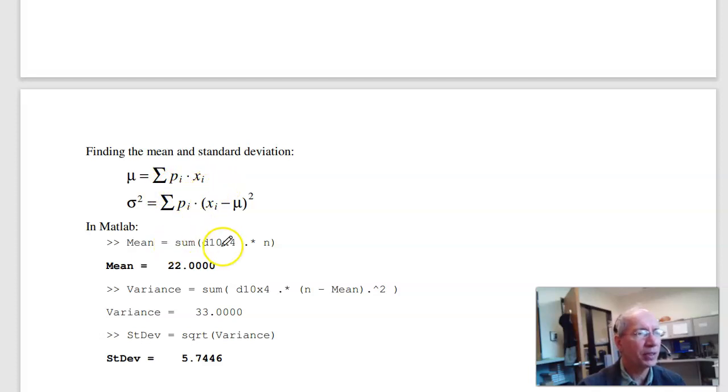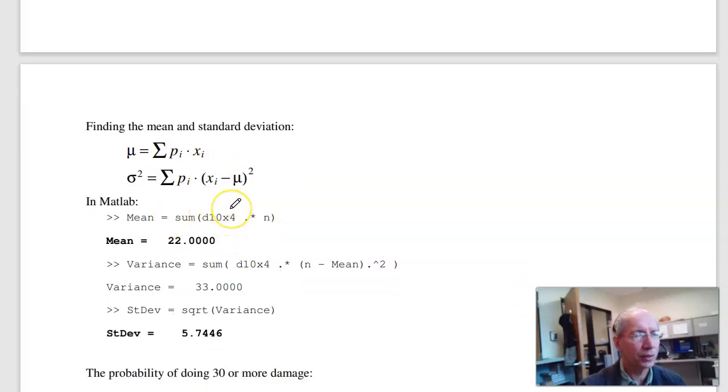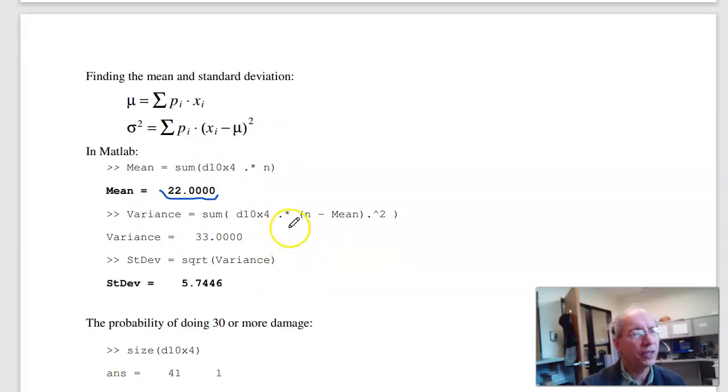So the probability was 10d4. The value is just n. Add them all up, I get 22.0. The variance is the distance from the mean squared. So take each number, how far it is from the mean, square it, times its probability. I get a variance of 33, take the square root, 5.7. And notice the variance is what adds, not the standard deviation.